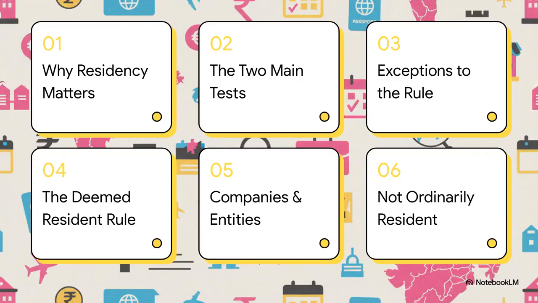Here's our game plan. We'll start with the why this matters so much. Then we'll get into the two main tests and, of course, the exceptions. We'll even look at how this works for companies, not just people. And we'll wrap up with a special status called Not Ordinarily Resident.